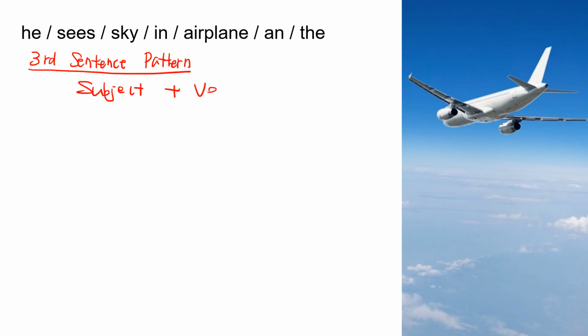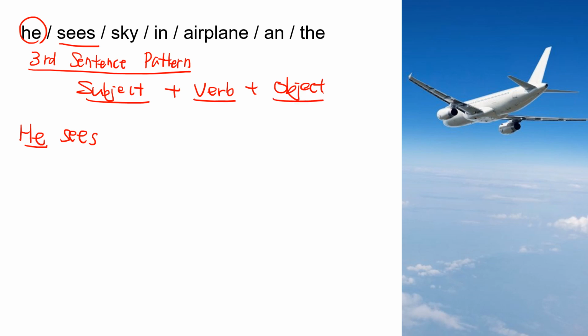and verb and object. So as you know, he is the subject, and then the verb is see. Third person singular S: he sees. So now we have the subject and the verb. Now we need an object. What does he see? He sees an airplane.